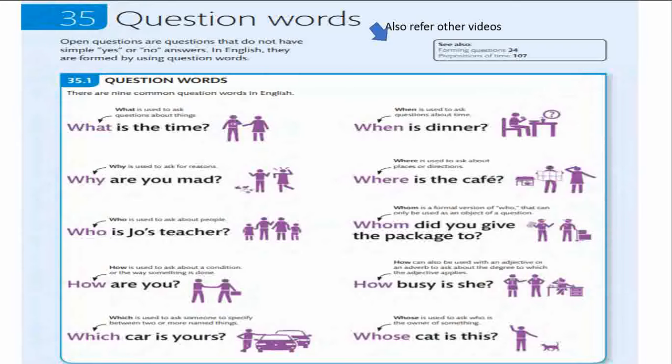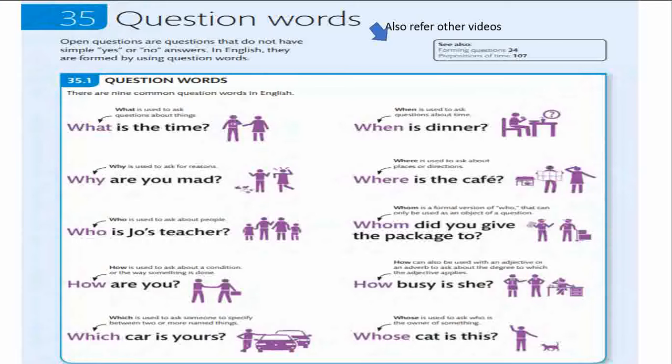Now, open-ended questions bring in open-ended replies. That means you can give any word as an answer, whereas closed-ended questions bring in only yes or no as an answer. So WH questions are used to ask for information. That means some information or reply can be given. No and yes is not expected with WH questions.